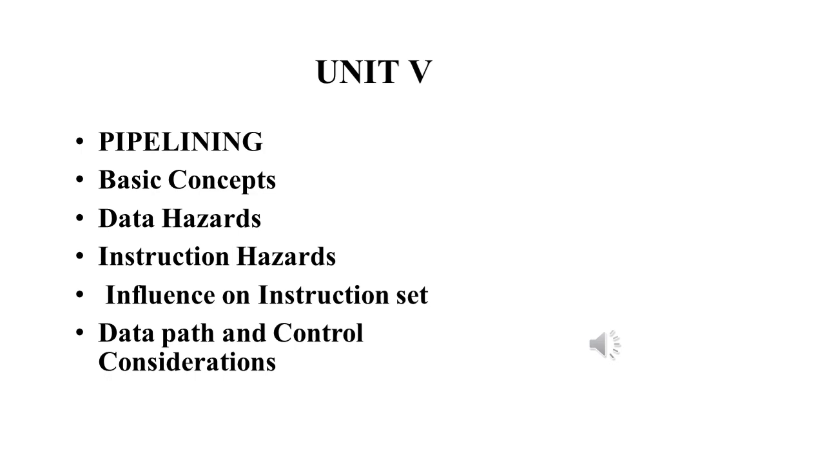In pipelining, there are totally 5 stages: instruction fetch, instruction decode, execute, memory access, and the last one is write back. In the instruction fetch, we get the instruction from the memory. In the instruction decode, we decode the instruction. In the execute part, we perform the operations. In the memory access, we read or write from the memory if needed. In the write back, we write the result into the registers.